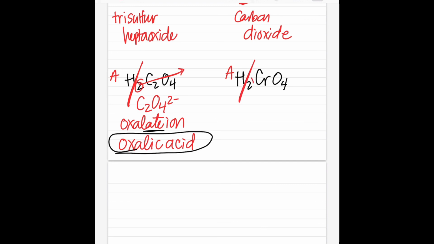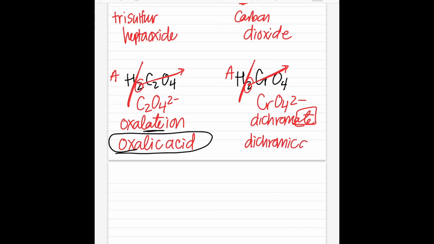Okay, the next one. Take the H off. Put this 2 back up there. So Cr2O7 2 minus. That is called dichromate. Okay, this is ate, so it's ic acid, so dichromic acid. All right, everybody, that's it for today as far as the instructions go.